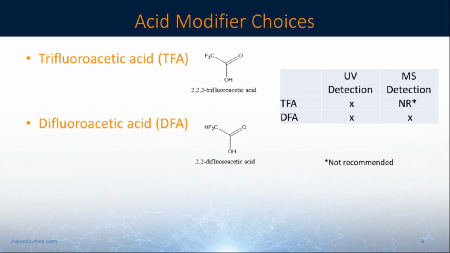Difluoroacetic acid, or DFA, offers a compromise in that it is not as strong an ion pair reagent, so there is not as much ion suppression as you see with TFA. We recommend it for both UV and MS detection. And finally, formic acid is a common choice for MS detection because it gives great ionization efficiency, but it can cause poor peak shapes since its pKa is higher, so the pH will be higher compared to TFA and DFA. And of course, formic acid is not an ion pair reagent.